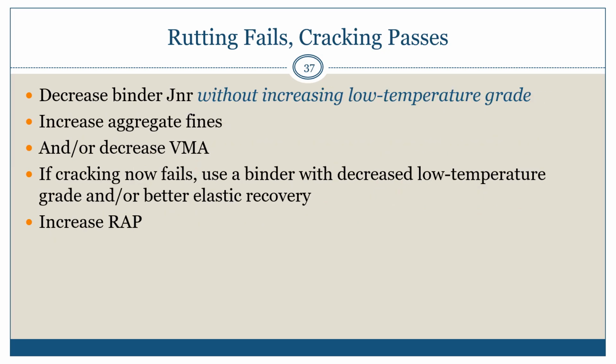Now what happens in the opposite case? Your rutting test fails, but your cracking test passes. The first thing we want to look at is decreasing your binder Jnr without increasing the low temperature binder grade. That is, we want a lower Jnr, but we don't want to increase our binder stiffness. We can increase our aggregate fines. This will tend to improve your rutting resistance without decreasing your fatigue and cracking performance.